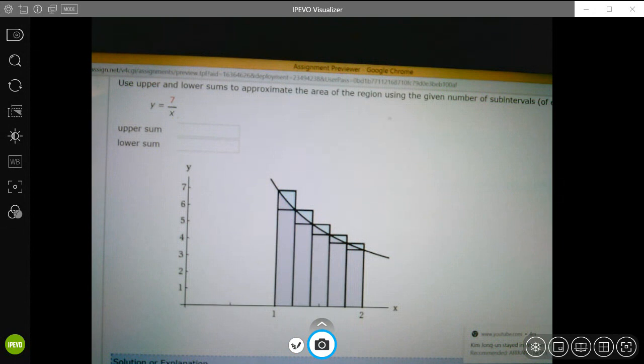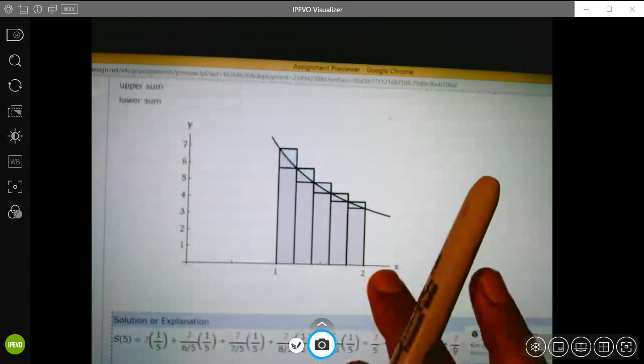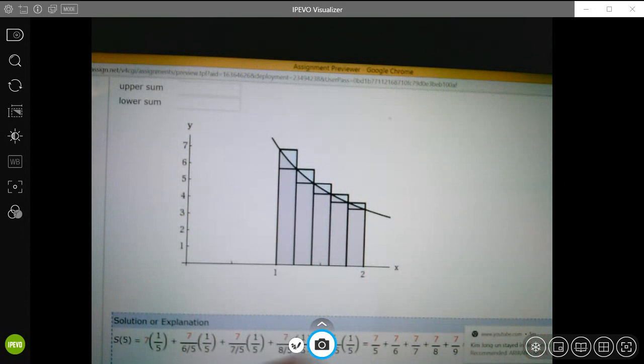So now how do you compute the surface area of each box? The height is just the function. The height of this first one will be 7, with width 1 over 5, so 1 over 5 times 7. Why do we get 7? Because if you plug 1 into the function, 7 over 1 gives me 7. Now, what is this next point? It is 1 plus 1 over 5, which is 6 over 5.